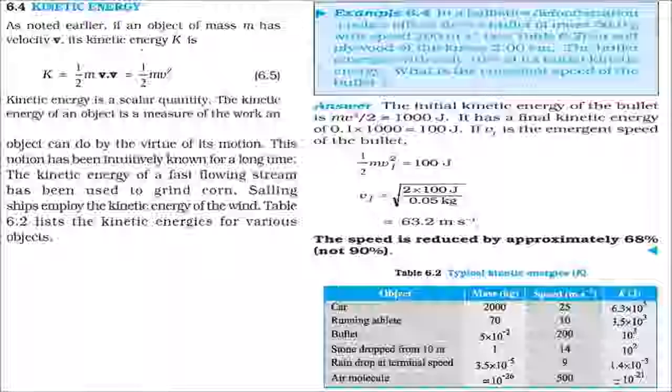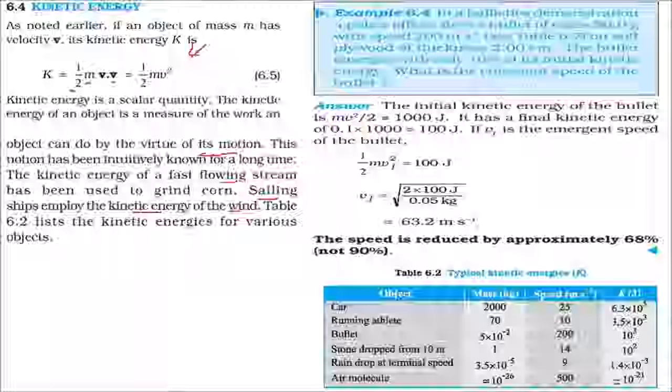Kinetic energy is simply half into mass into v dot v, that is the velocity product. So the kinetic energy is a scalar quantity. The kinetic energy of an object is a measure of work on the object by virtue of its motion. When the body is in movement, then we say it is possessing some kinetic energy. The kinetic energy, say, of a fast flowing stream can be used to grind corn. In a sailing boat, the kinetic energy of the wind can be used to sail the boat. So there are various kinetic energies.